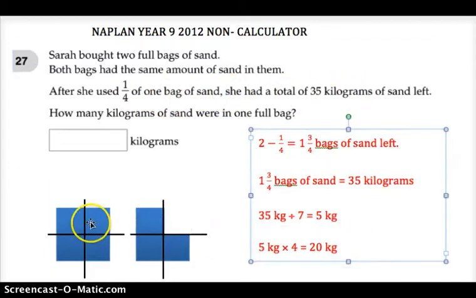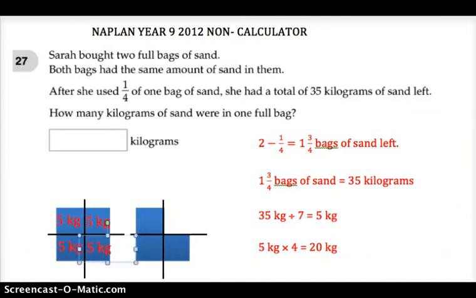So each section here is 5 kilos. So we've got, I'll just mark that in. So we can see here that a full bag will be 5 kilos times 4. So we've got 5 kilos plus another 5 kilos plus another 5 plus another 5. That's like 5 kilos times 4, which is 20 kilograms. So that's the answer, 20.